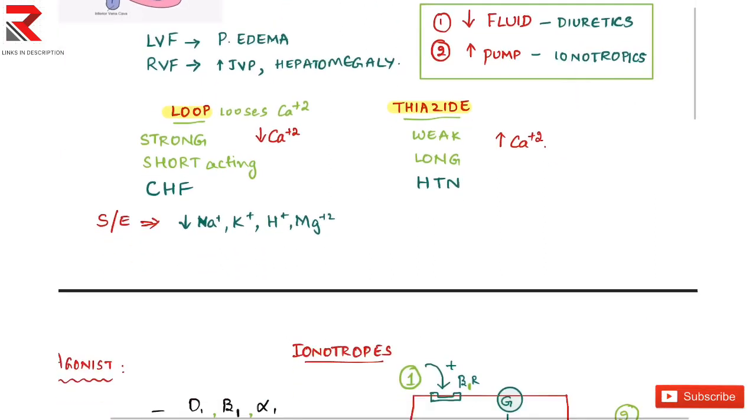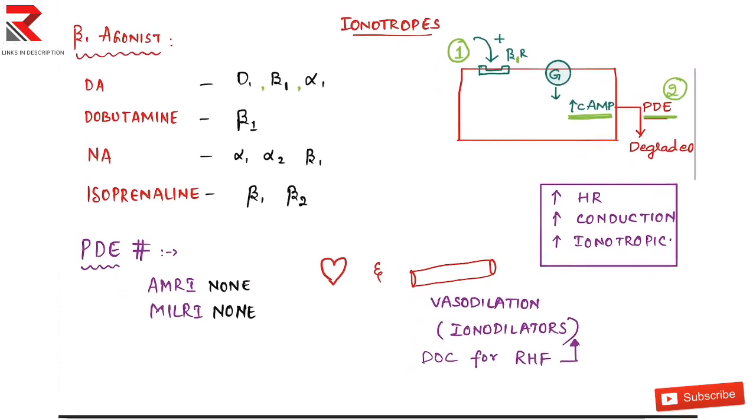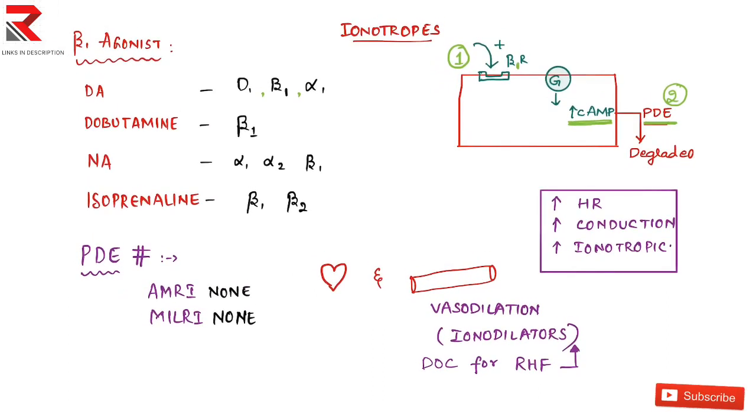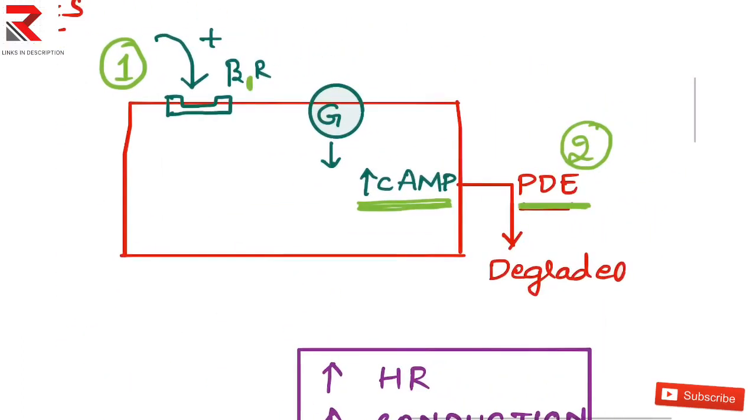So you need inotropes. There are mainly three types of inotropes you have to remember regarding acute congestive heart failure. That is the beta-1 agonist, the phosphodiesterase inhibitor, and the digoxin or the digitalis, which we learn further. These three are the main inotropes. First, let us understand the mechanism here.